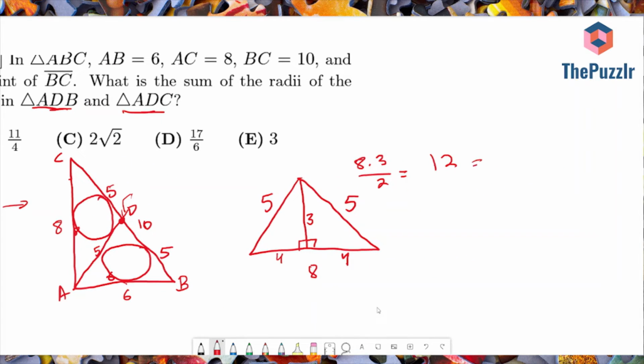And we're given that this is equal to s times r using our formula. So 12 is equal to s times r. What is s? s is (5 plus 5 plus 8) divided by 2, times r. That's 12 equals... 5 plus 5 is 10, 10 plus 8 is 18, 18 divided by 2 is 9. So this equals 9r. So then r is equal to 4 over 3. Okay, we found one of the radiuses.